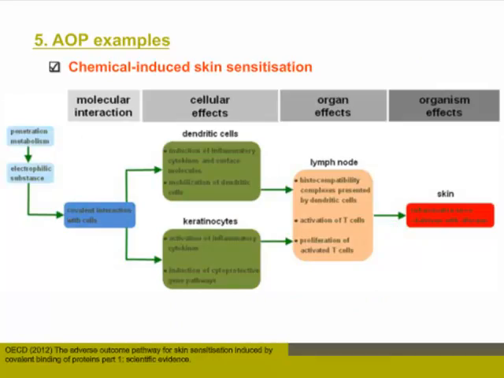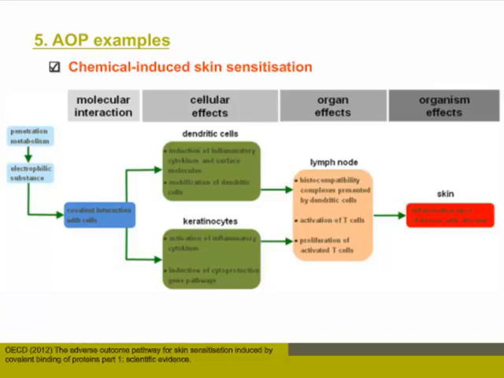So next I would like to show you some AOP examples. The first one is about chemical-induced skin sensitization that has been developed within the OECD. For people not familiar with this, skin sensitization typically consists of two stages. The first stage is the induction stage, in which the first contact of the skin with the chemical takes place and a kind of immunological memory, if you will, is being created. Then the second step is the elicitation phase, in which a repeated or an additional contact of the skin with the chemical occurs, and whereby the typical clinical features become manifested.